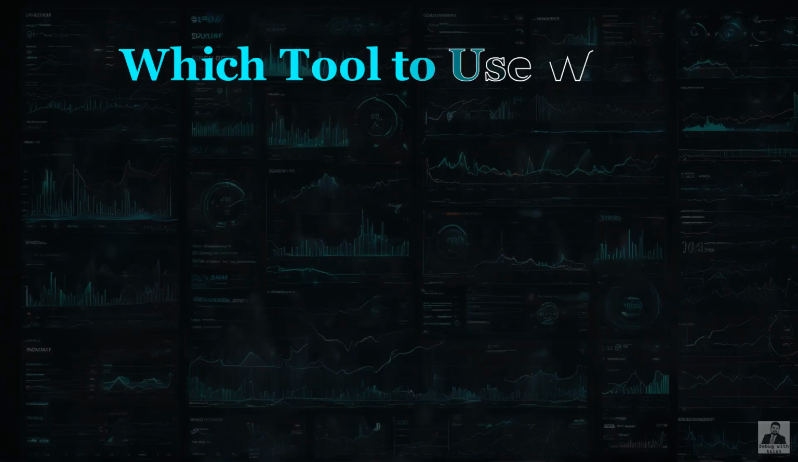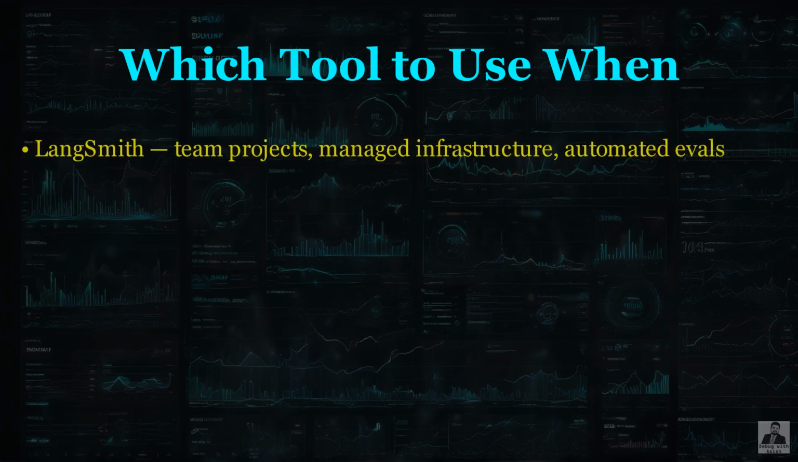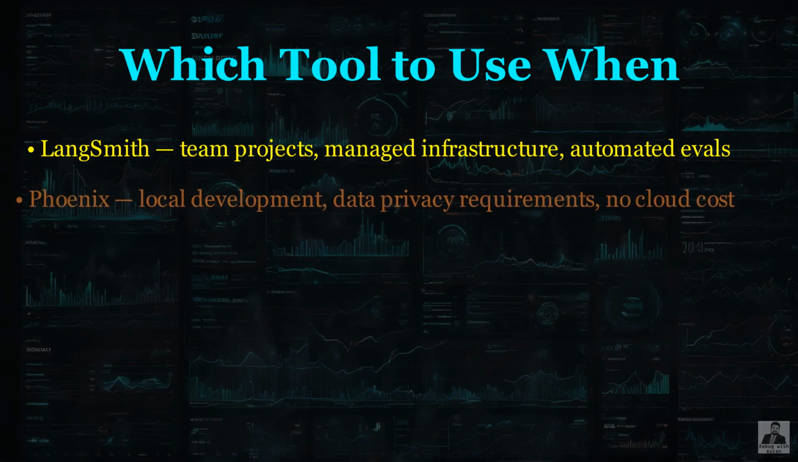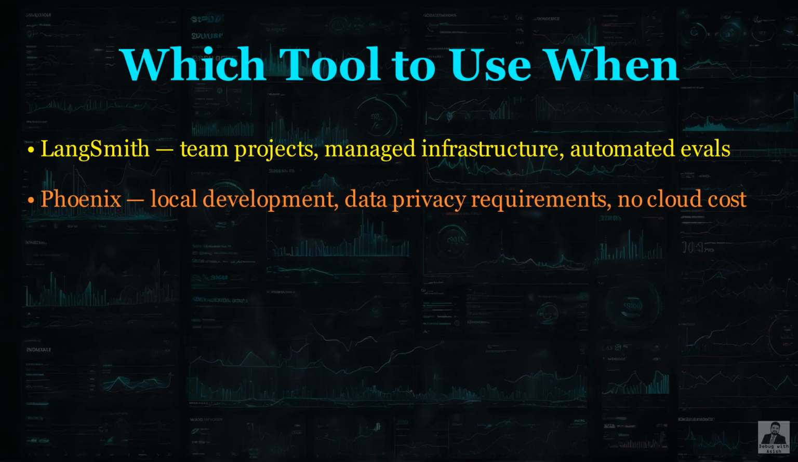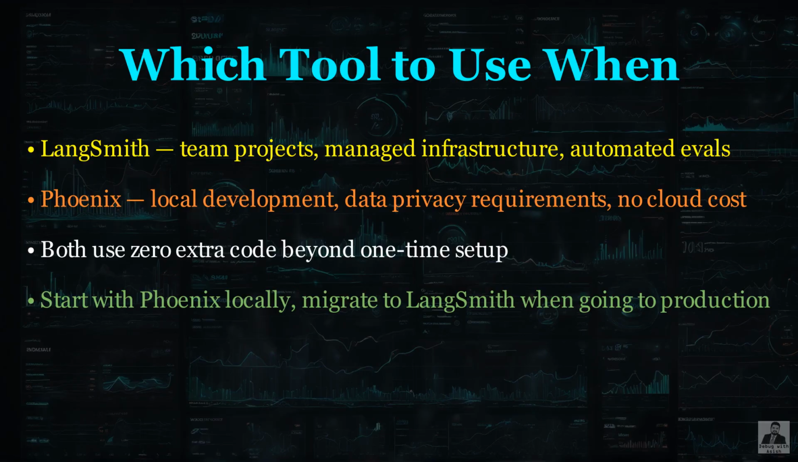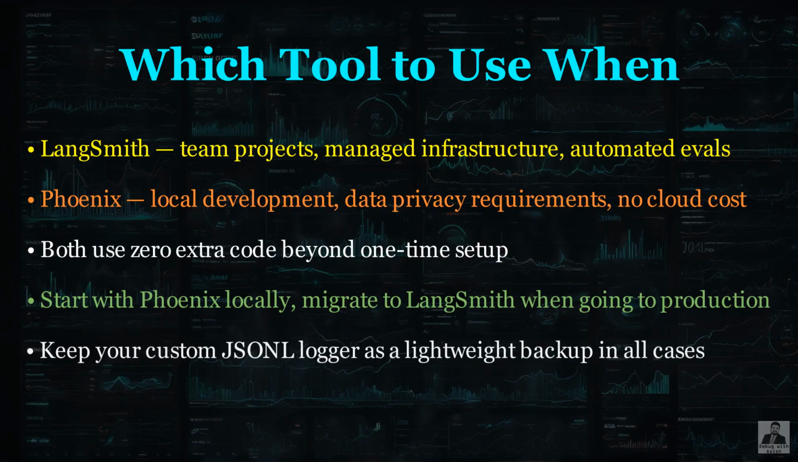The choice between LangSmith and Phoenix comes down to your situation. LangSmith is the right choice for team projects where multiple engineers need to view and compare traces, or when you want managed infrastructure and automated evaluation tooling without building it yourself. Phoenix is the right choice when data privacy prevents sending traces to a cloud service, or when you want zero ongoing costs during development. A practical approach is to use Phoenix locally throughout development and switch to LangSmith when the system goes to production.